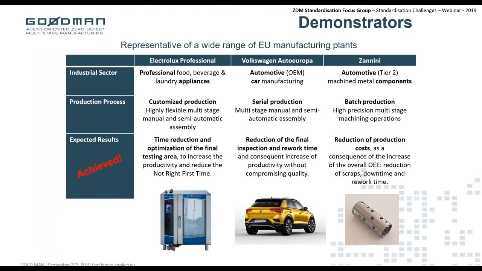In particular, we have the Electrolux Professional production line, which is a very manual, semi-automatic assembly line that produces customized products. This means low volume and a high presence of operators. So standardization with operators is not a simple task, and also sharing data among operator stations, systems and automatic quality control stations is not easy.